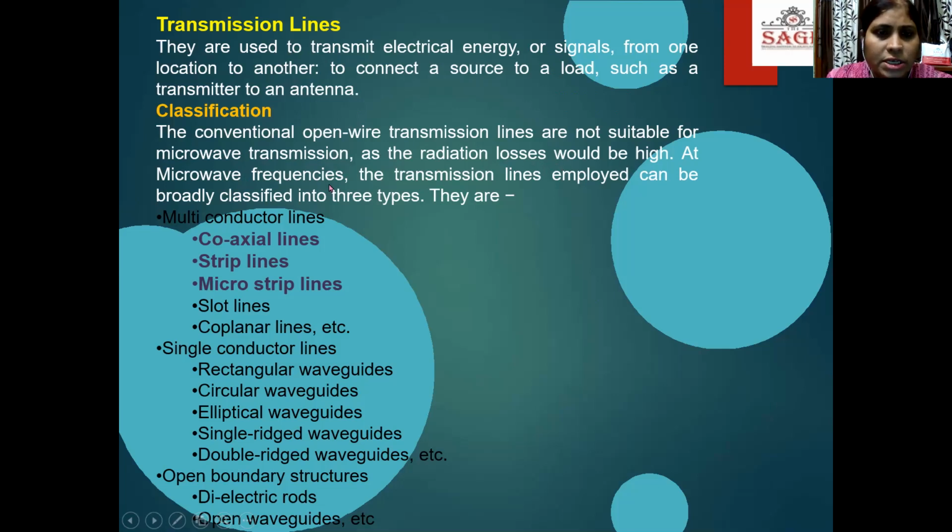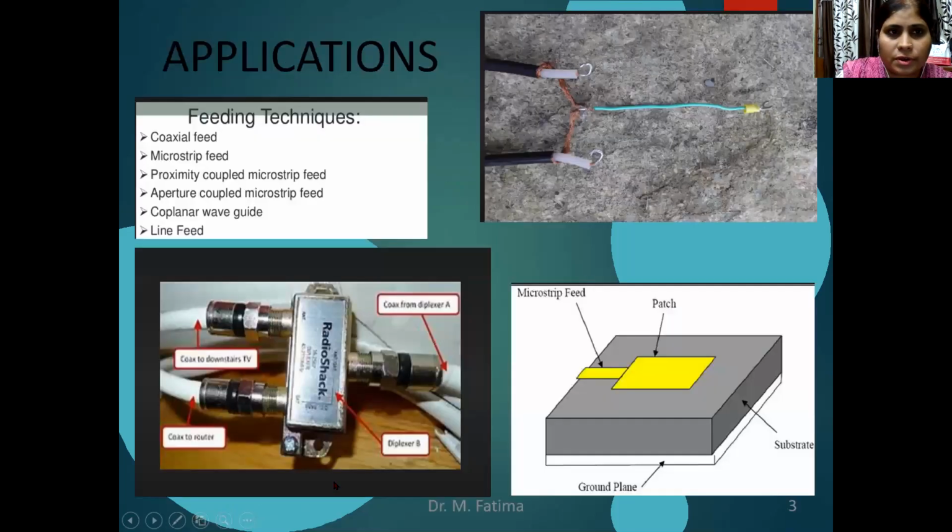So at microwave frequencies, the transmission lines employed can be broadly classified into three types: multi-conductor lines, single conductor lines, and open boundary structures. Coaxial lines, strip lines, microstrip lines, slot lines, coplanar lines, etc. come under the multi-conductor lines. Rectangular waveguides, circular waveguides, elliptical waveguides, single ridge waveguide, double ridge waveguide, etc. come under the single conductor lines. Dielectric rods and open waveguides come under the open boundary structures.